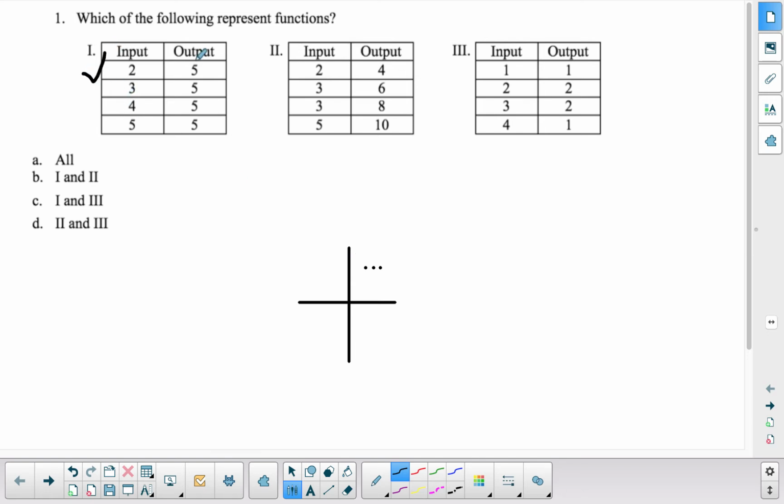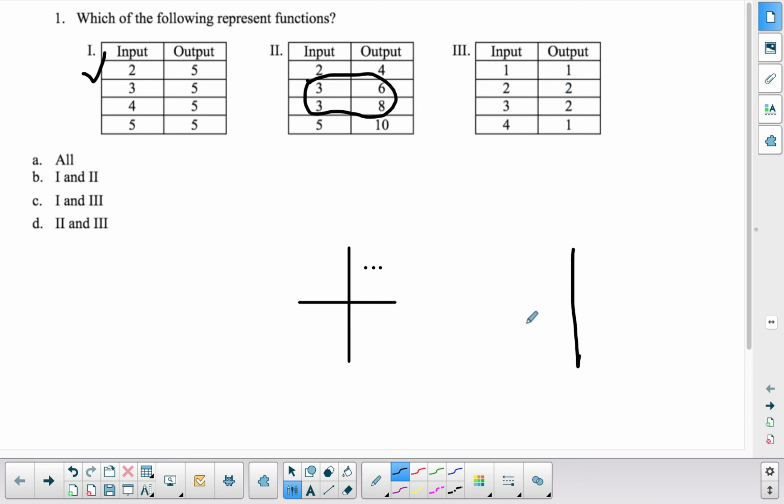And then if I look at the second example here, this is not a function. Each input does not have one output. This has two outputs. The last one, there's 4 different inputs. So it's okay, again, to have 2 different inputs going to the same output right there.